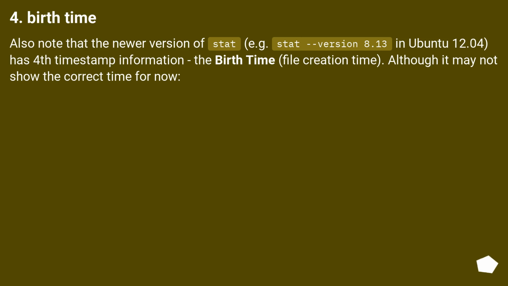Four. Birth time. Also note that the newer version of stat, for example, stat version 8.13, in Ubuntu 12.04, has fourth timestamp information, the birth time, file creation time. Although it may not show the correct time for now.